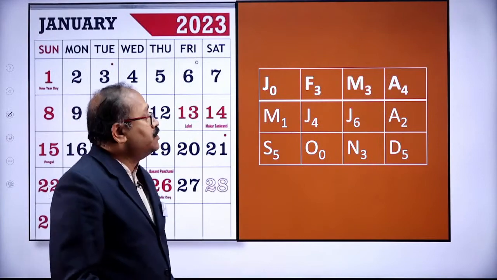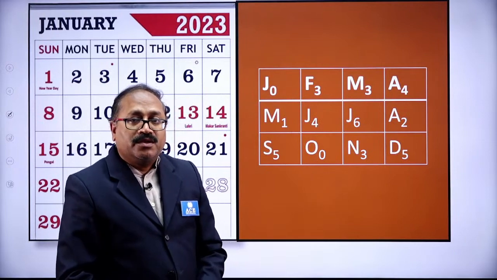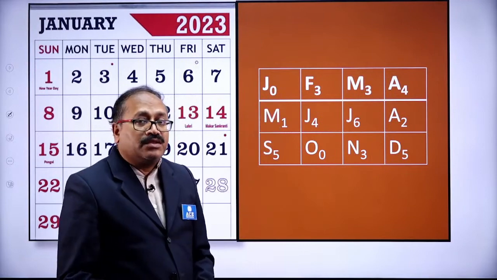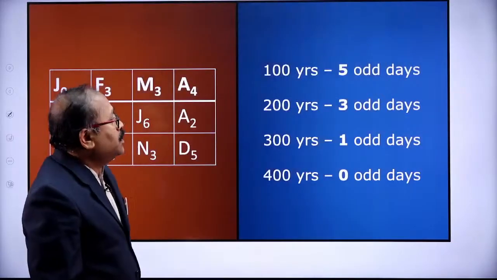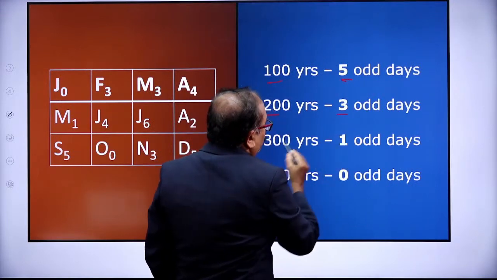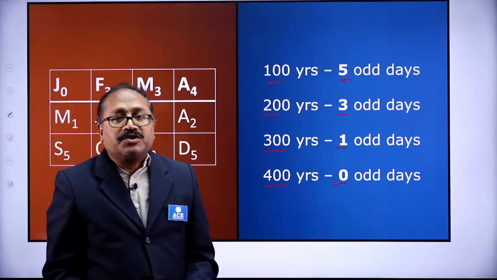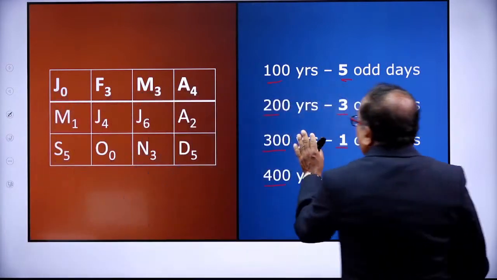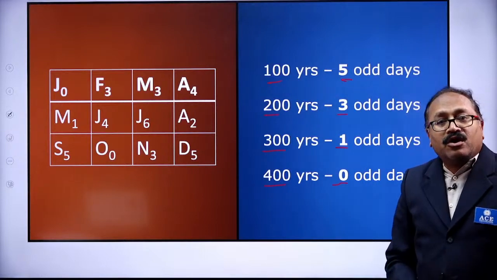Yesterday I forgot to discuss that you are expected to know the codes of the month. So take a screenshot or note down, that is January 0 and February 3 and so on and so forth. The second thing you are expected to know is this: 100 years have 5 odd days, 200 years 3 odd days, 300 years 1 odd day, 400 years 0 odd days. You are expected to know this code, and you are also expected to know how many odd days the centuries have.